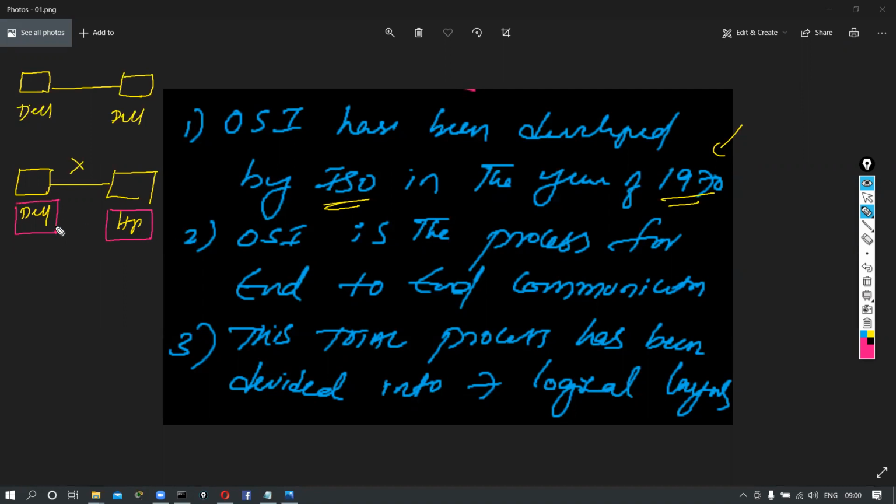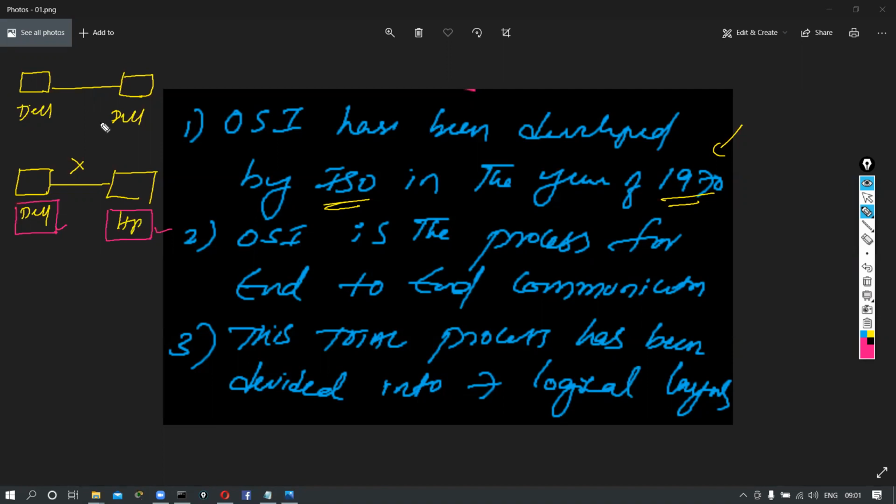But this model and this model are not the same. That means there is a compatibility issue. They could not communicate. Clear? That means you have to purchase all the devices from the same vendor, the same company only. Then only there is some communication possibility. Correct or not? Is it really good? No, right?